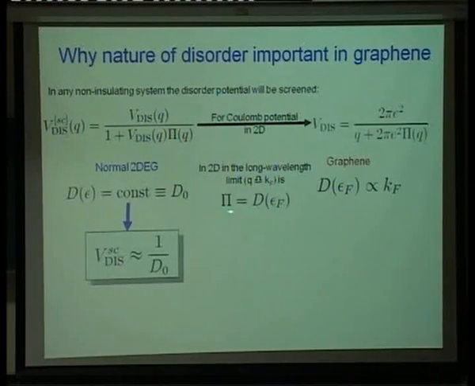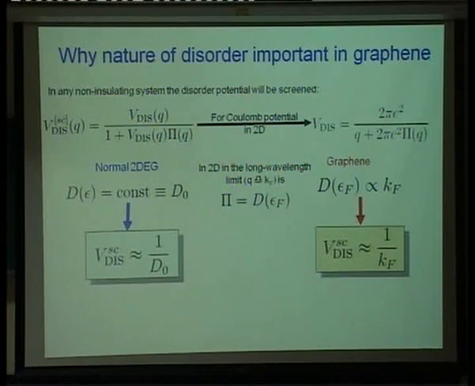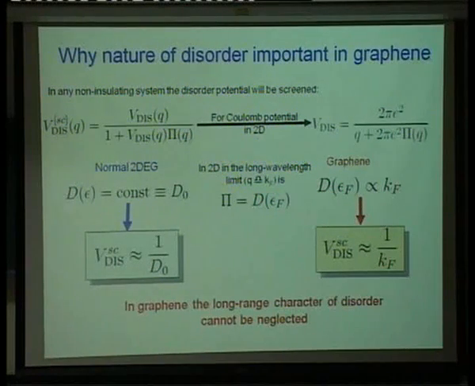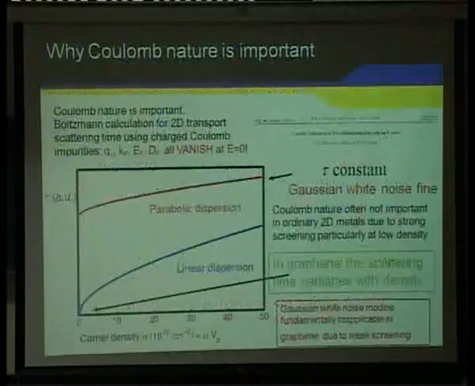But in graphene, density of states is linear in kF, right? That's a Dirac material. Density of states goes as kF. Because it goes as kF, disorder for Coulomb goes as 1 over kF. It's never constant. So this is the qualitative difference. This is why you cannot assume it to be white noise. And everything I'm saying about graphene is valid for topological insulators, remember that, okay?